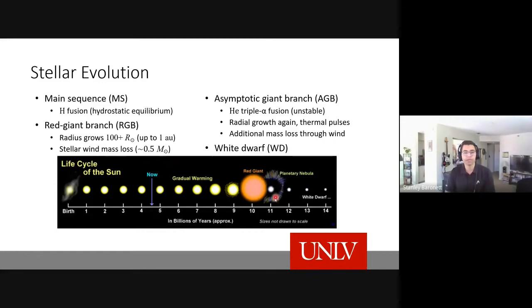Eventually, you'll form a planetary nebula as the sun releases a lot of its outer envelope throughout the solar system. And what we're left with many, many billion years from now will be a white dwarf, which is essentially just a core left over of the oxygen and carbon from the fusion burning.